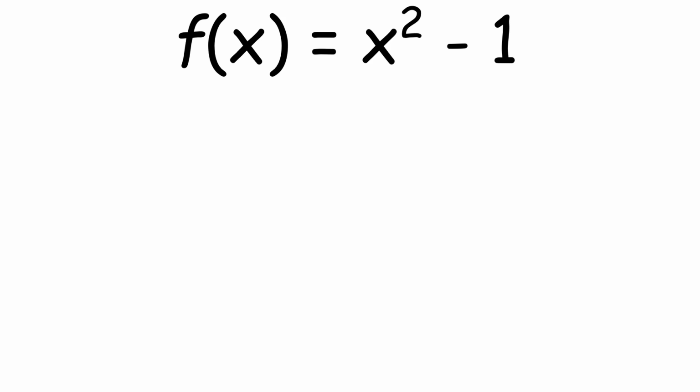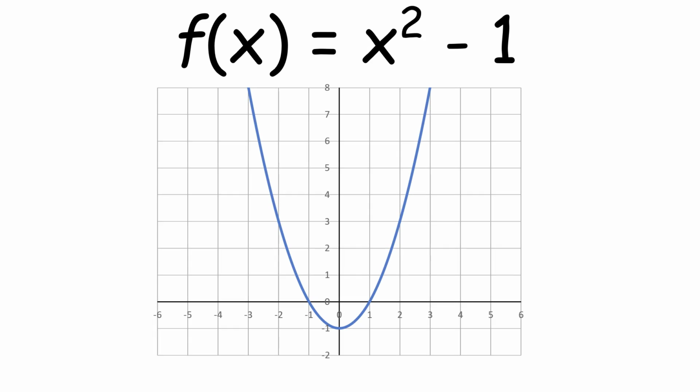So how do we find the value for the limit of a function at a specific point? Well, there are a few techniques we could employ. Let's take this function, f of x equals x squared minus 1. Here's the graph for that function. Now suppose we want to find the limit of this function for an x value of 0.